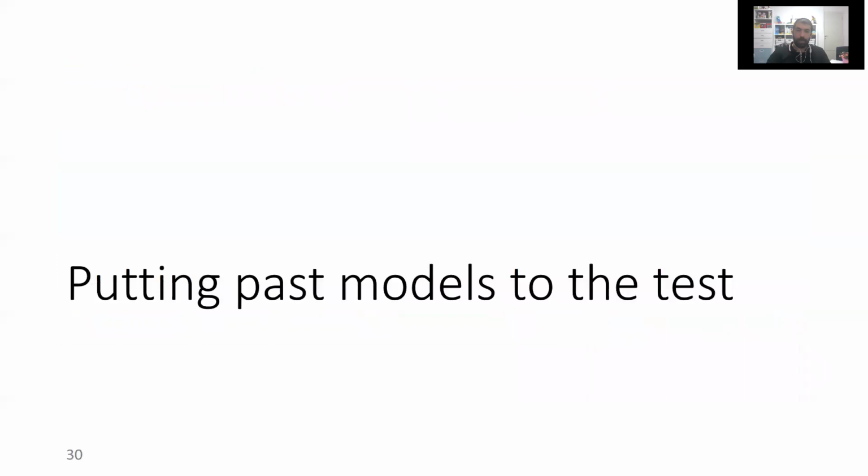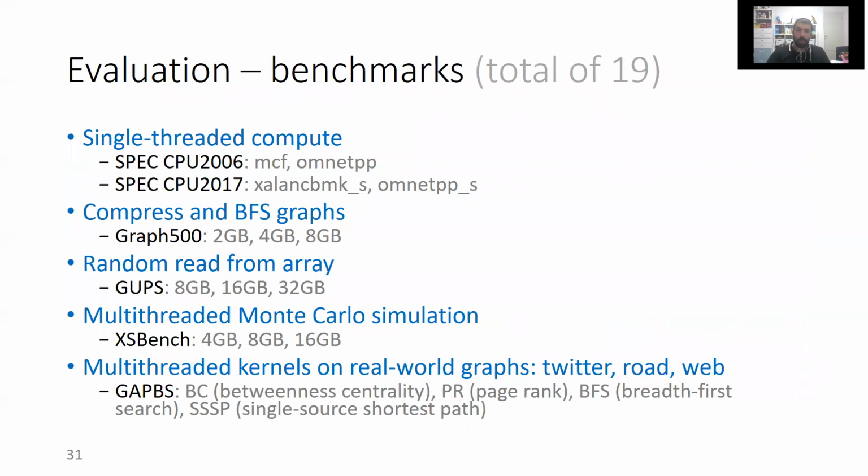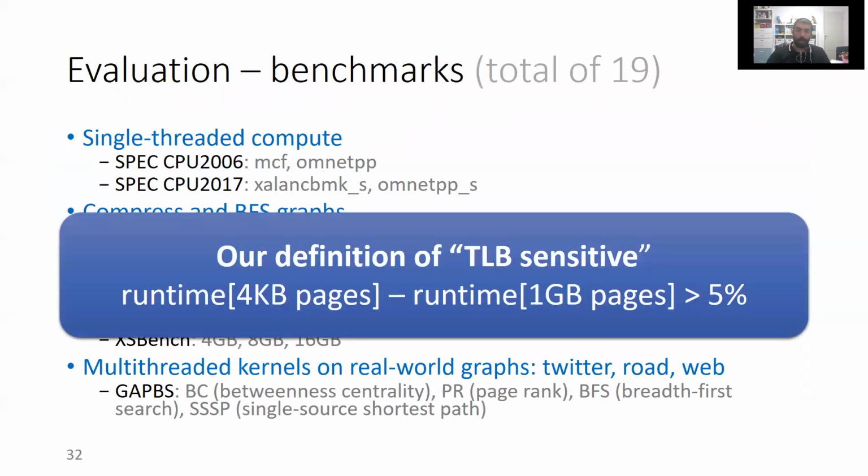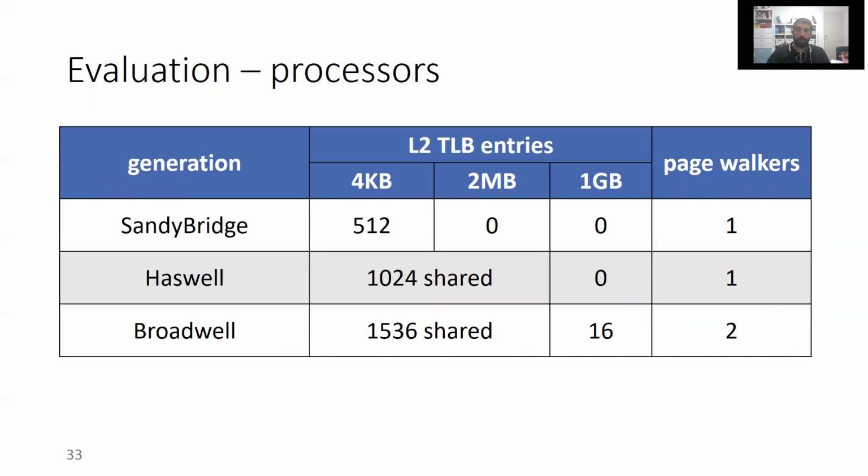And now, let's see how we tested the accuracy of previously suggested models. We tested 19 benchmarks from several suites. From each suite, we used only TLB-sensitive benchmarks, whose runtime changes by at least 5% when backed with 1 giga huge pages. We ran each benchmark on 3 Intel platforms to examine the effect of using different virtual memory microarchitectural designs. The TLB of Sandy Bridge contained 512 entries, a number that was doubled in Haswell and tripled in Broadwell. Also, starting at Broadwell, Intel processors are equipped with 2 page table walkers to handle TLB misses concurrently.